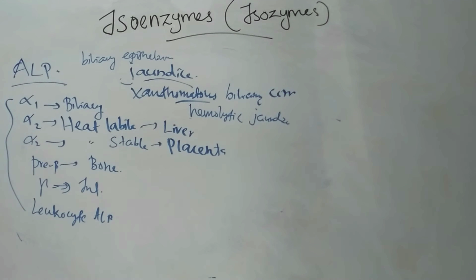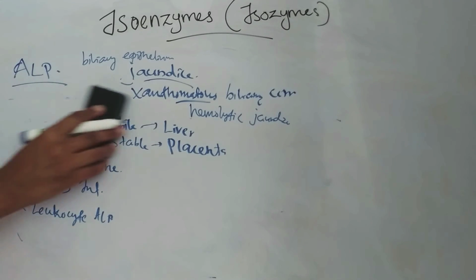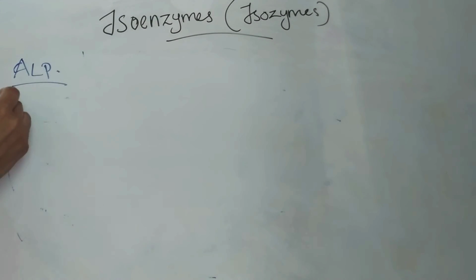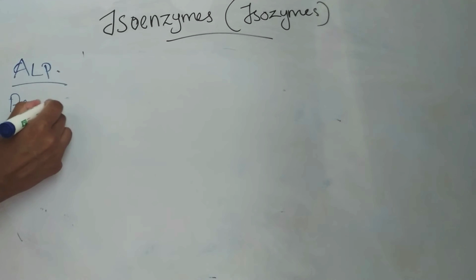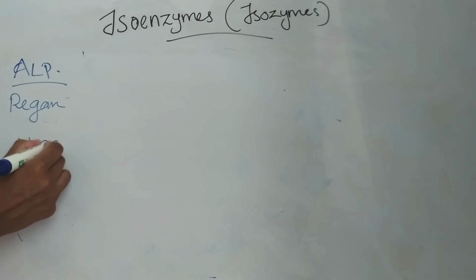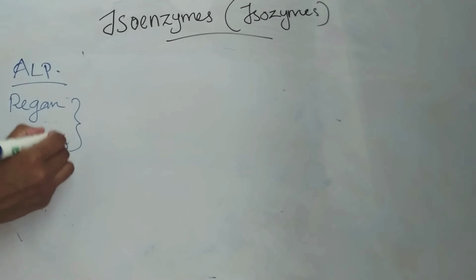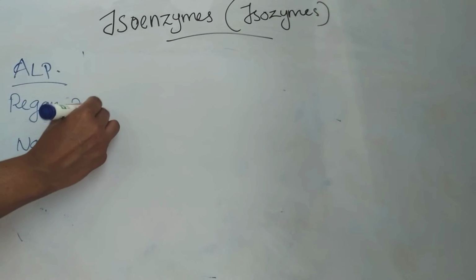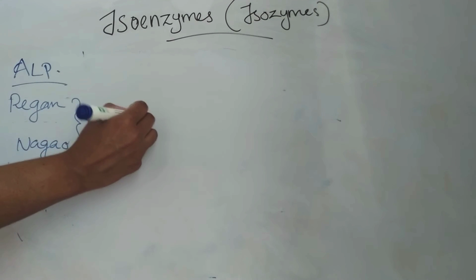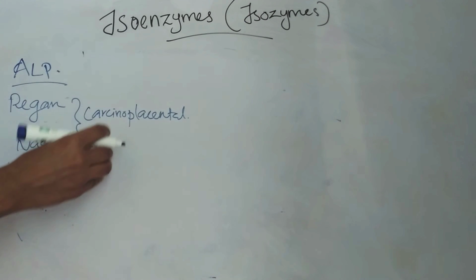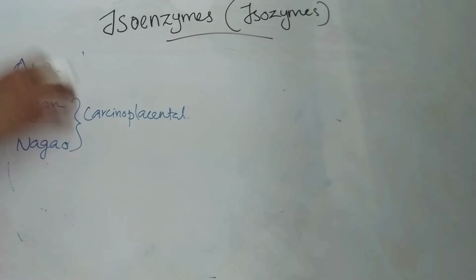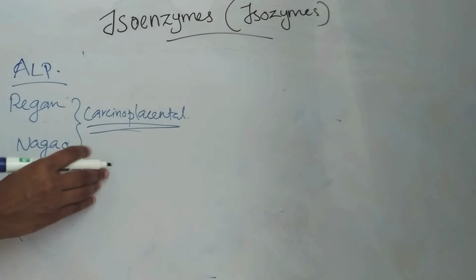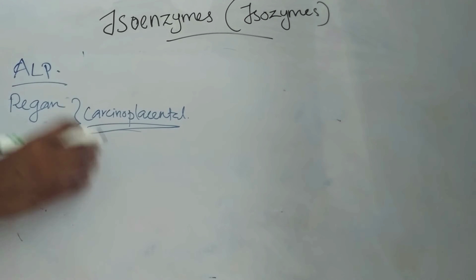Then atypical isoenzymes are there. These are Regan isoenzyme and Nagao isoenzyme. These are known as carcinoplacental ALP isoenzymes, because they resemble the placental isoenzyme.